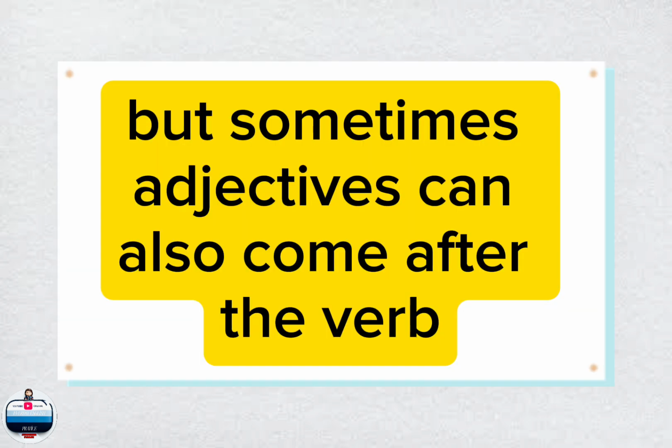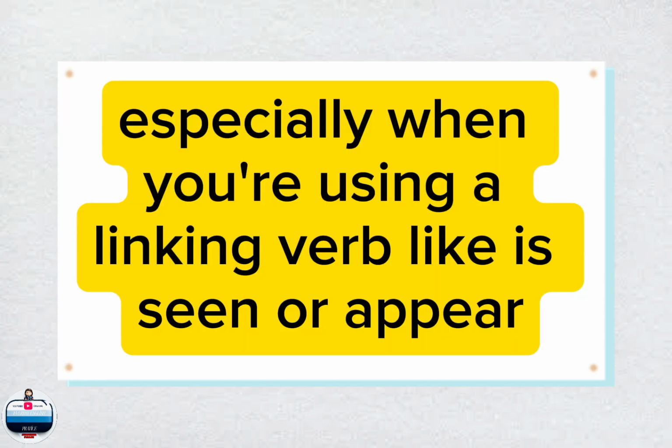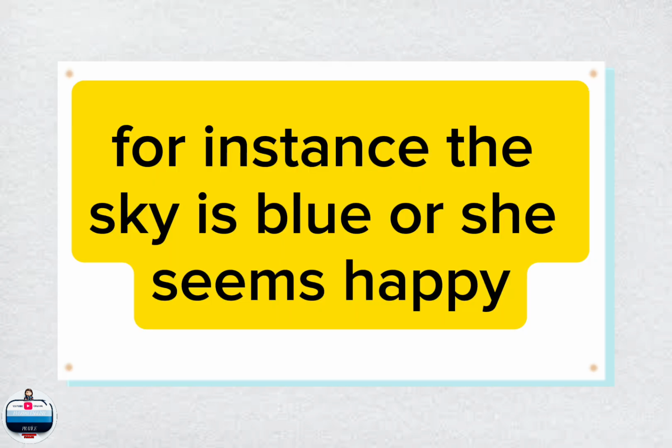But sometimes, adjectives can also come after the verb, especially when you're using a linking verb like is, seem, or appear. For instance, the sky is blue, or she seems happy.